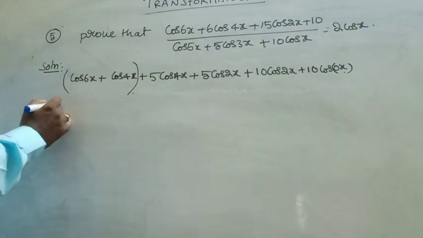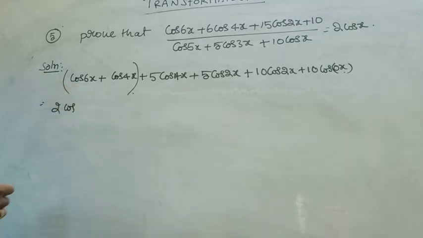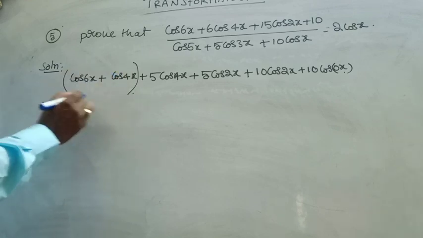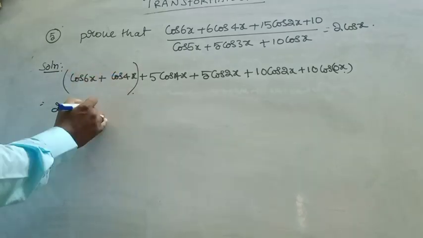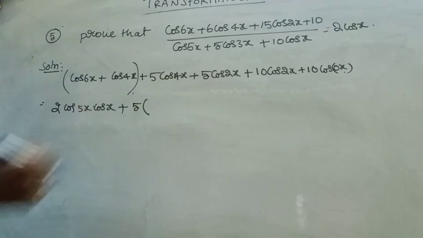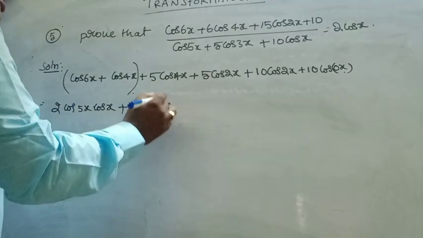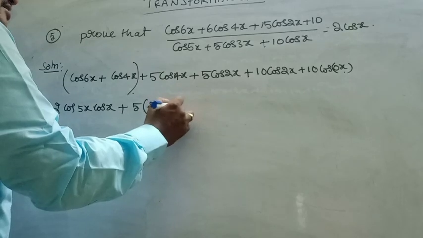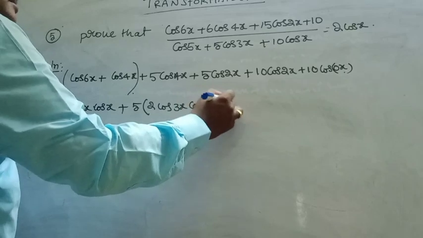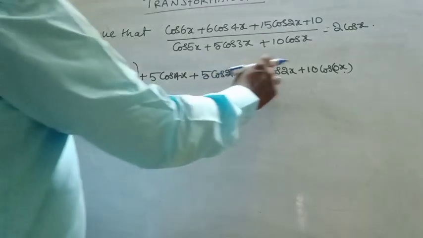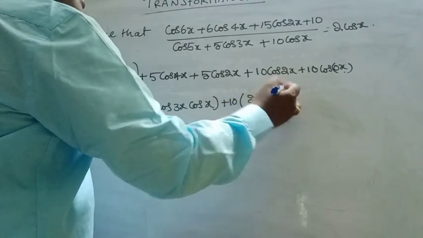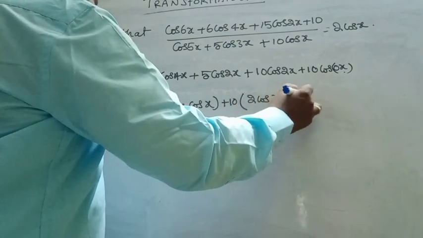Now you apply cos C plus cos D, which is 2 cos of (C plus D) by 2 times cos of (C minus D) by 2. 2 cos of (C plus D) by 2 is 10x by 2, that is cos 5x, and cos of (C minus D) by 2 is cos x. Plus 5, if you take common here, once again cos C plus cos D: 2 cos of (4x plus 2x) by 2, that is 3x, so 2 cos 3x cos of (4x minus 2x) by 2, that is cos x. Plus 10 we have here cos 2x plus cos 0x: 2 cos of (C plus D) by 2 means cos x, and cos of (C minus D) by 2 is cos x.